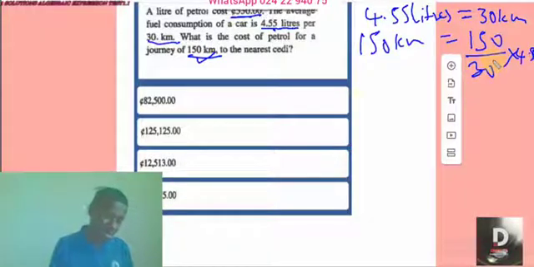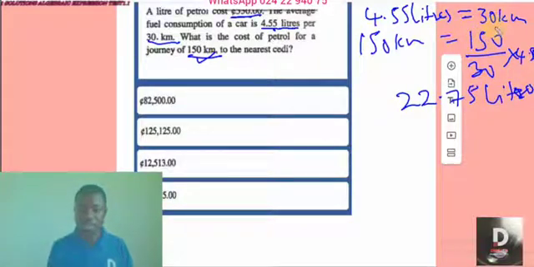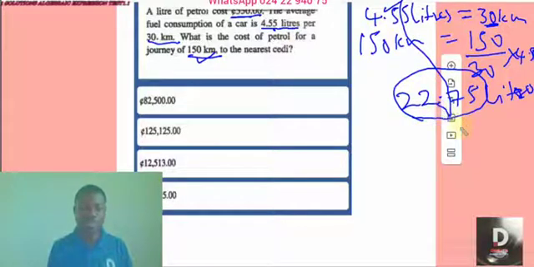So using the calculator, we had 22.75 liters, and it makes sense, right? 30 kilometers, he used 4.5 liters. Now 150 kilometers, he has used 22.75 liters. It makes sense. We are expecting more, so we have gotten it. Now the cost of a liter is this. He didn't ask for how many liters to be consumed for 150 kilometers. He didn't end there. He said what will be the cost. So we have gotten the liters.